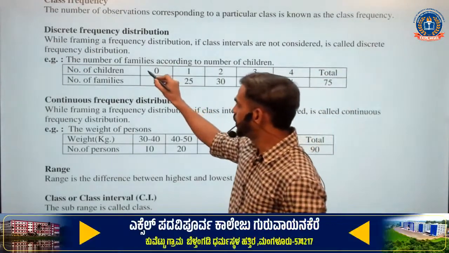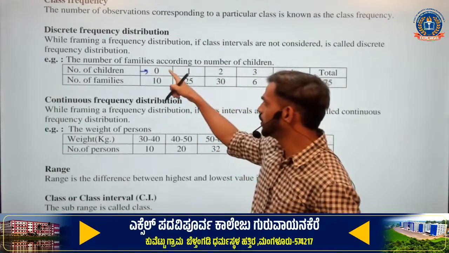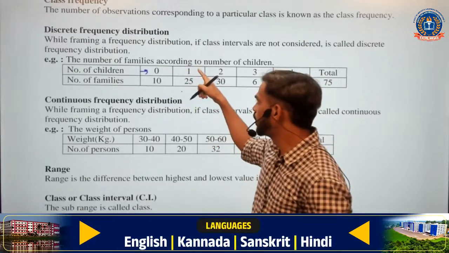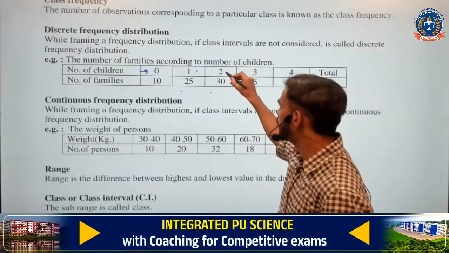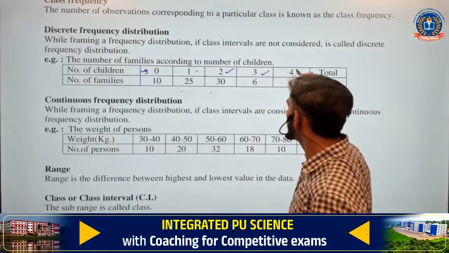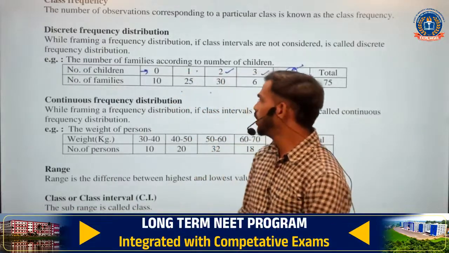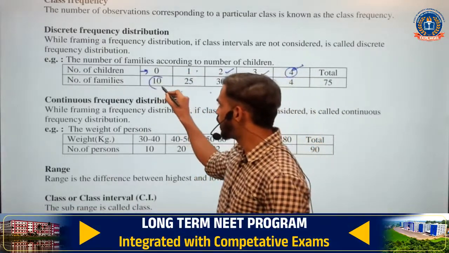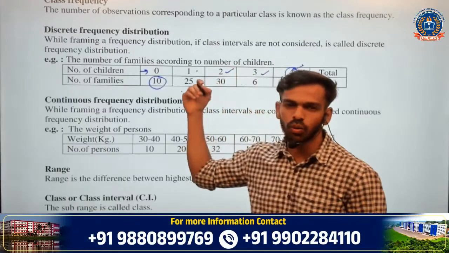The number of children takes the values 0, 1, 2, 3, 4. That means no child, only 1 child, similarly 2 children, 3 children, and 4 children. How many families are there with no child? There are 10 families. There are altogether 10 families in a locality.